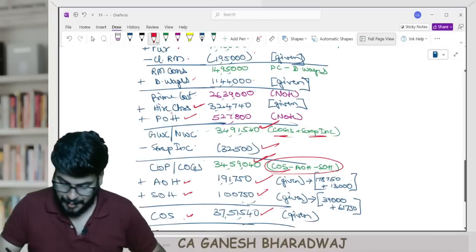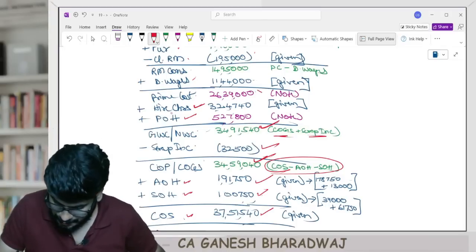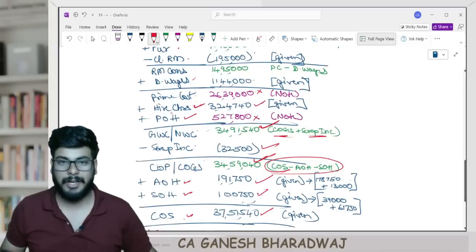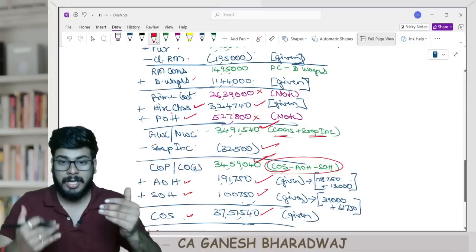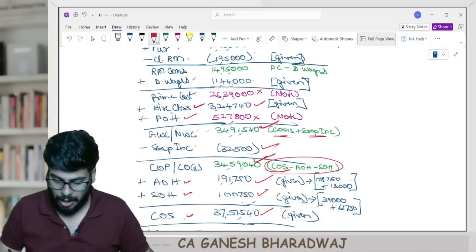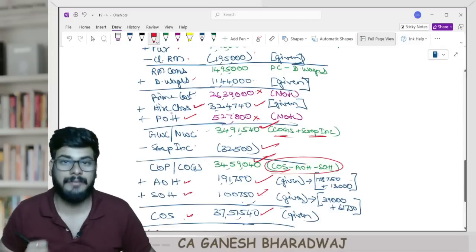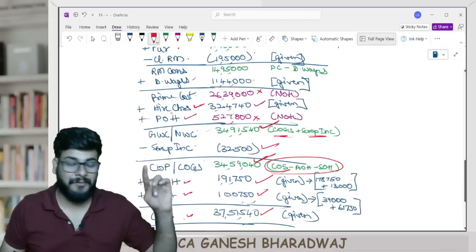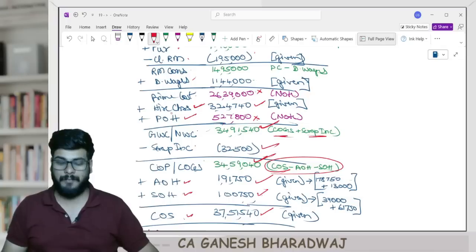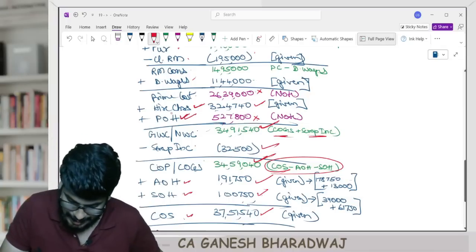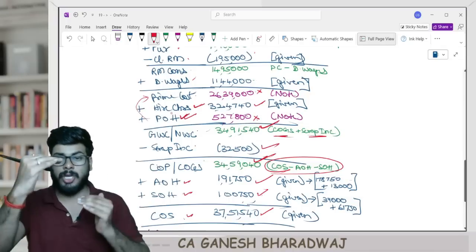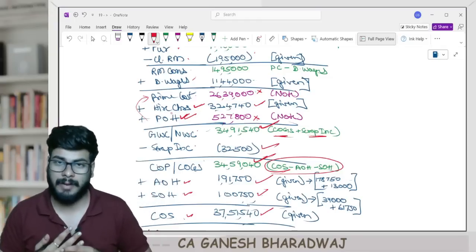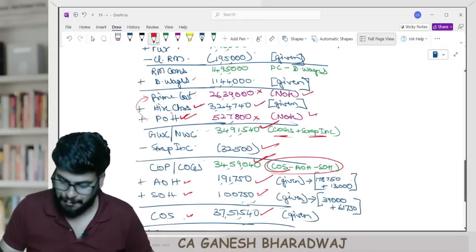Now what happens? Now here, if you see, this figure is not available. This figure is also not available. Only one figure is available with us. So which means here you can't do this balancing figure and all because there are two missing figures here. Now what do you do? Read the question. They have given that factory overheads is 20% of prime cost. This POH is expressed as a percentage of prime cost. With this, we can frame an equation and arrive at the prime cost value. Correct? This is the reason why I have put up a note here.